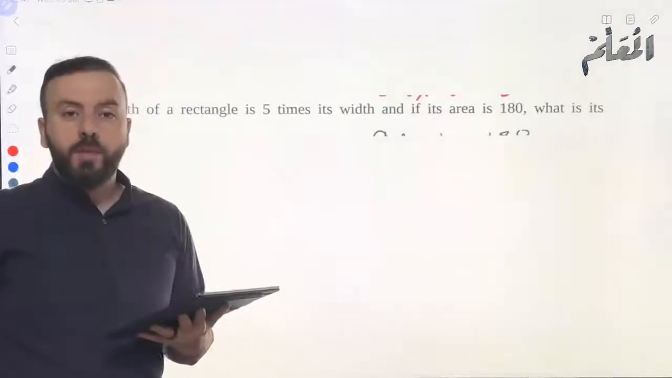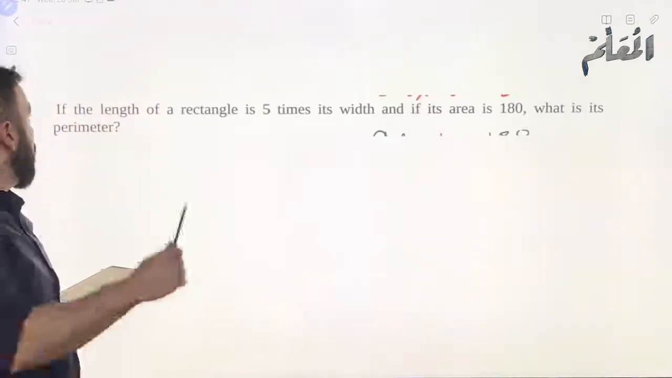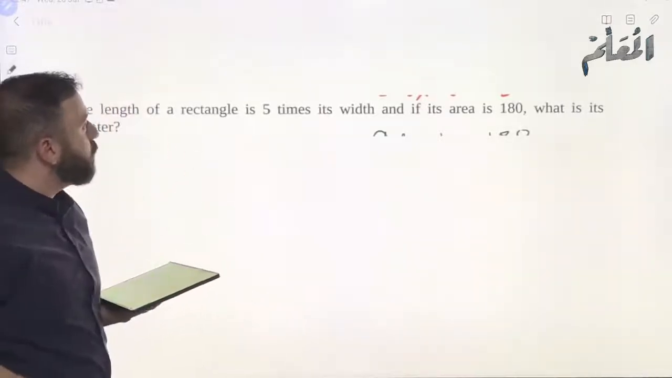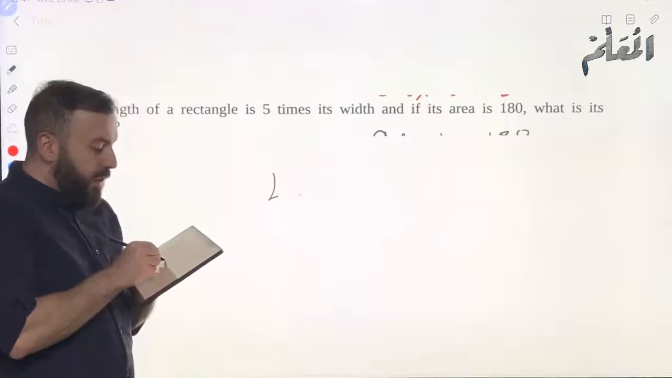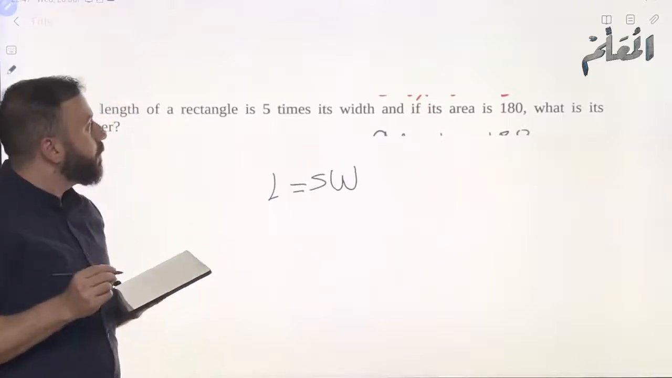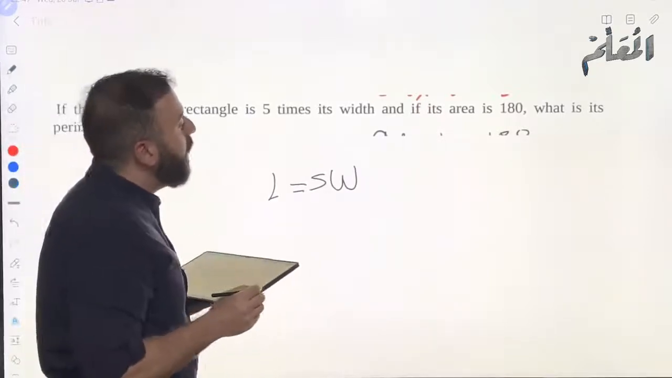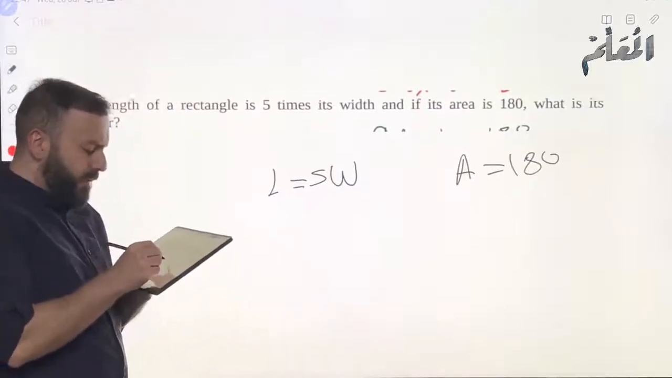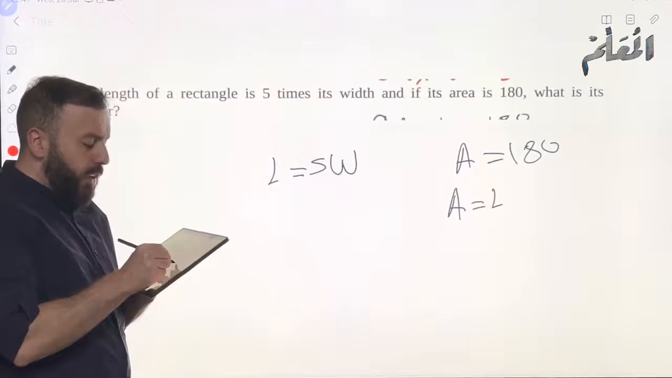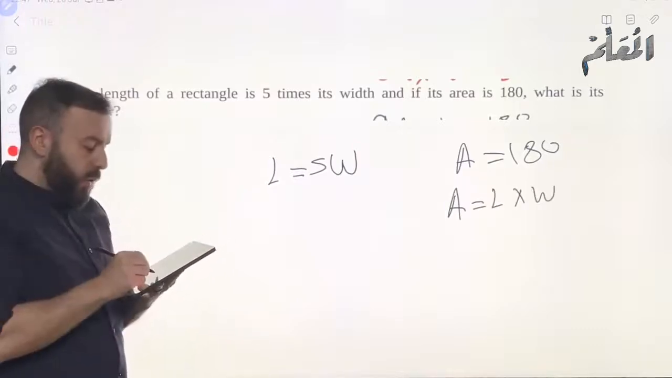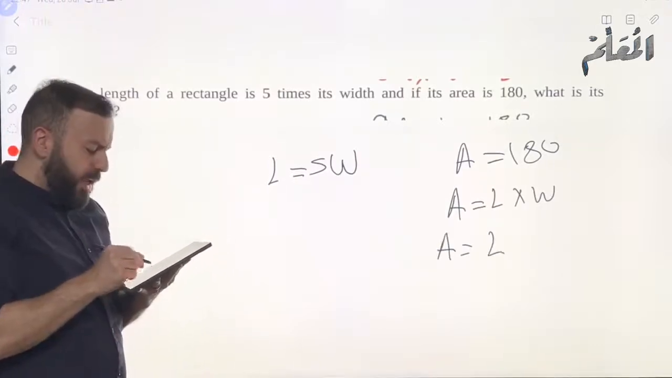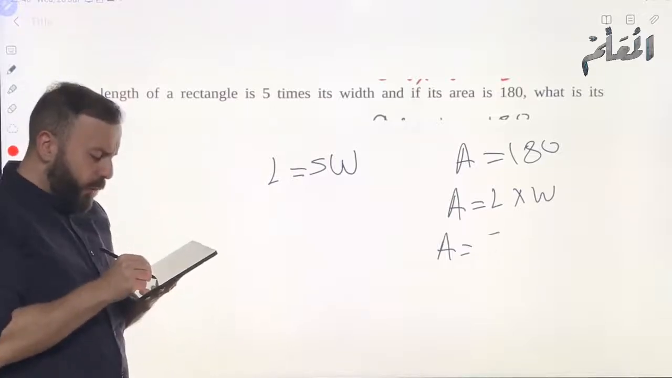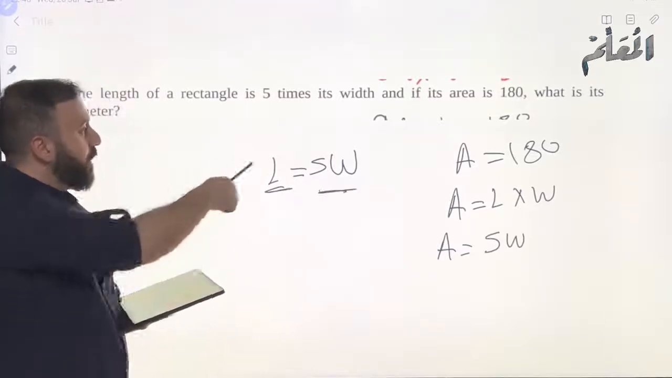Here, question 3 now. Okay, so if the length of the rectangle is 5 times the width, the length is equal to 5 times the width. Okay, and if the area is equal to 180, so the area of this rectangle is equal to 180. I know that the area is equal to length times width, right? So area is equal to length. In the place of the length, what should I put? 5 width, because the length is equal to 5 times the width.